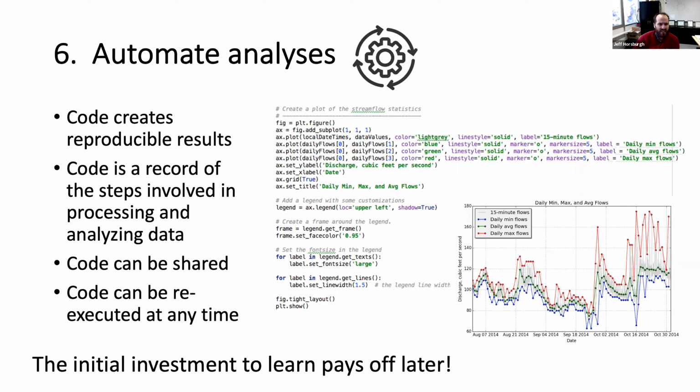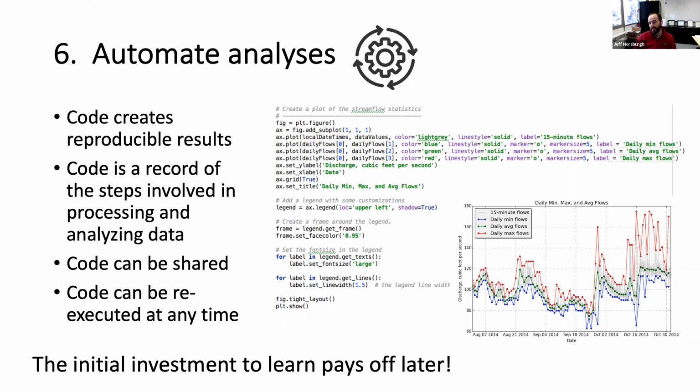All right, number 6 is automate analyses. When you write code, code creates reproducible results. I can always rerun that code. And if my code is generating a plot, like the example in this slide, I can rerun that code and I can get the exact same plot every single time.